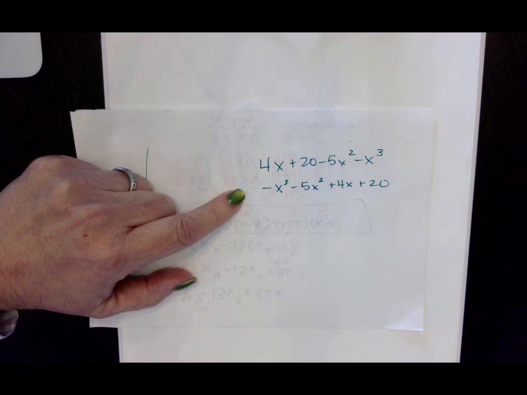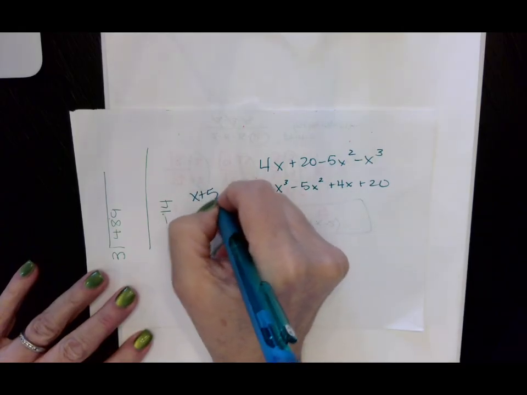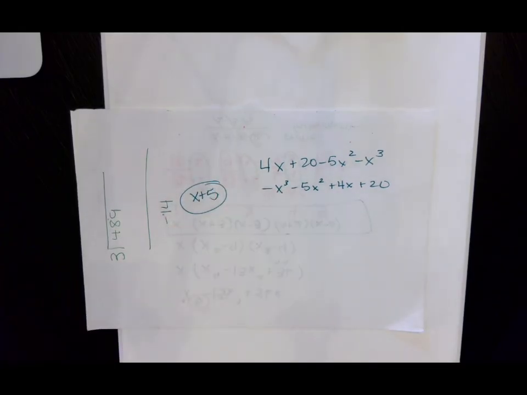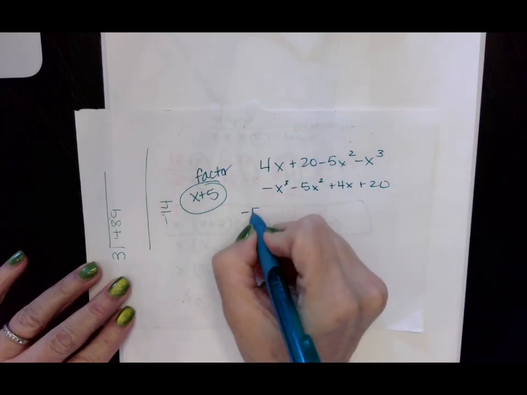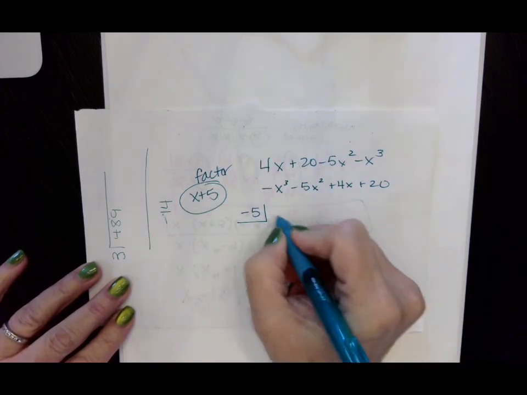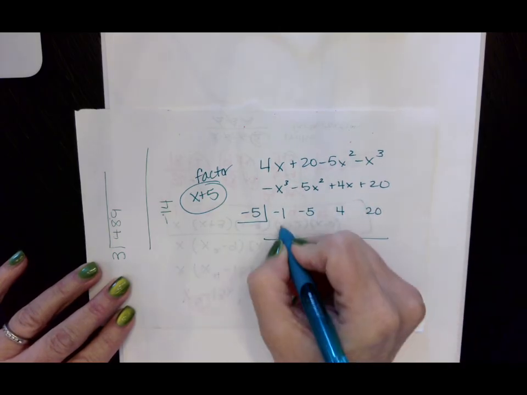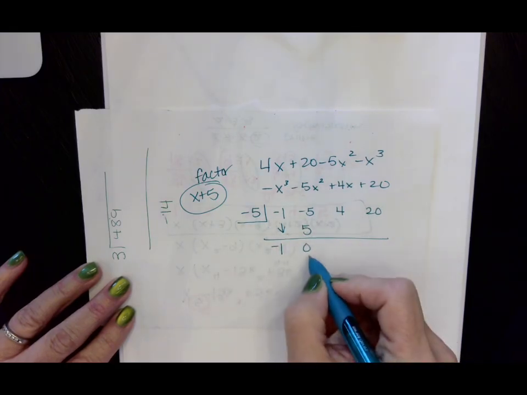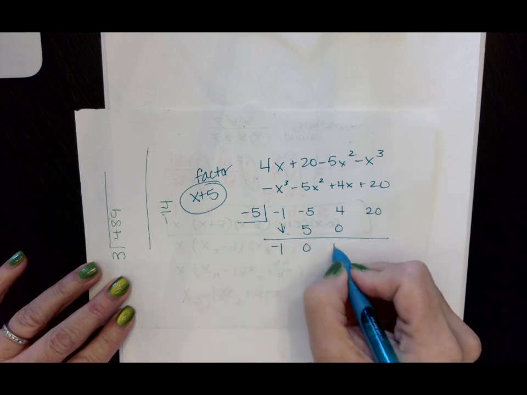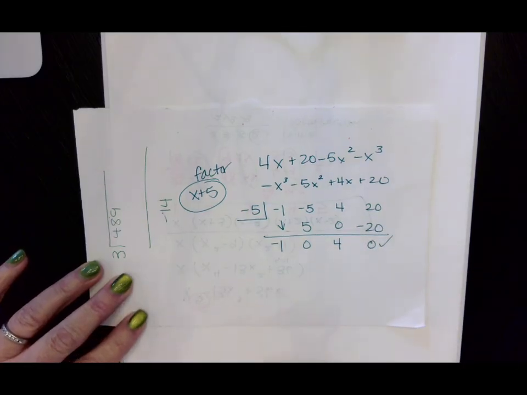Okay, and what I'm going to tell you is that x plus 5 is a factor. If I know that this is a factor, I'm going to put my negative 5 here. I'm going to put all my terms: 3, 2, 1, constant. So I have negative 1. Negative times negative is positive, so this is a 0. 0 times anything is a 0. And then I have 4 times negative 5 is negative 20. Okay, so that checked out. That worked. That was golden.